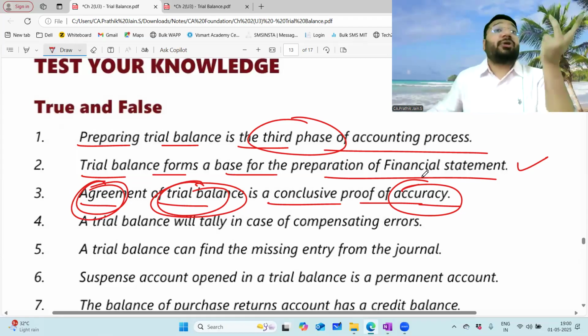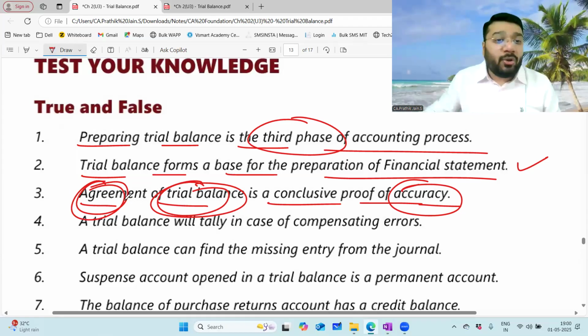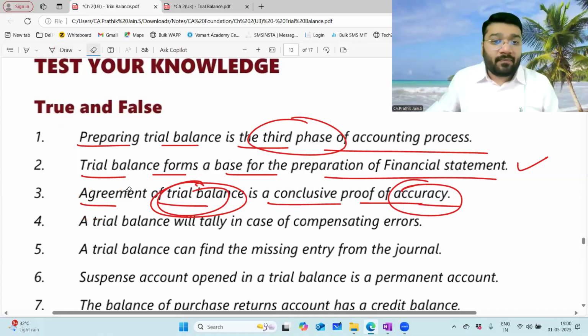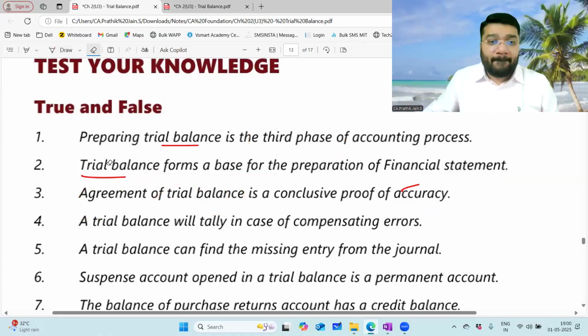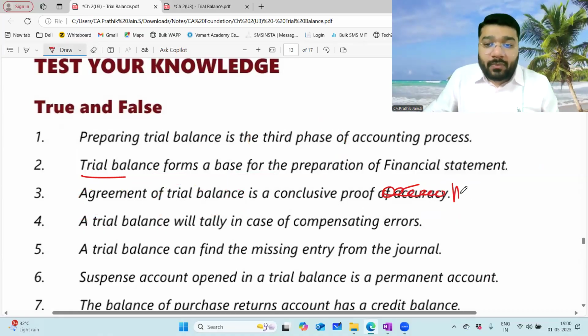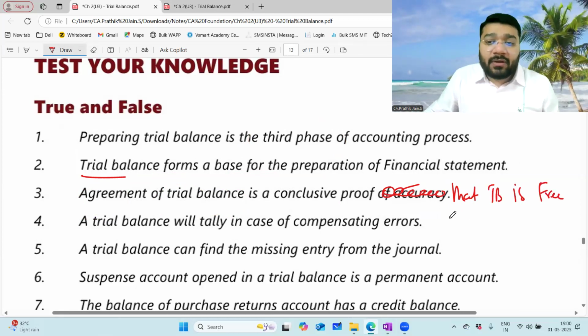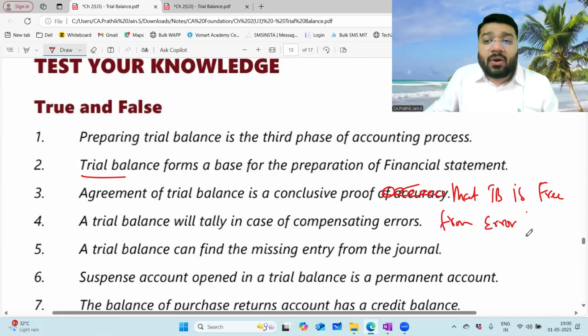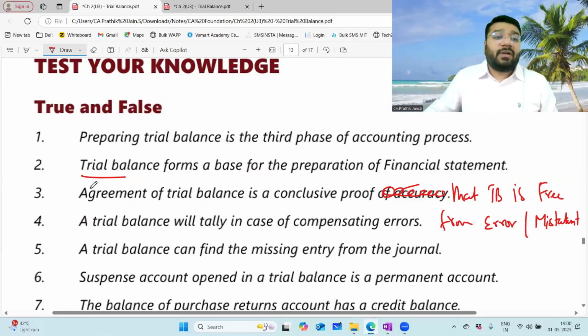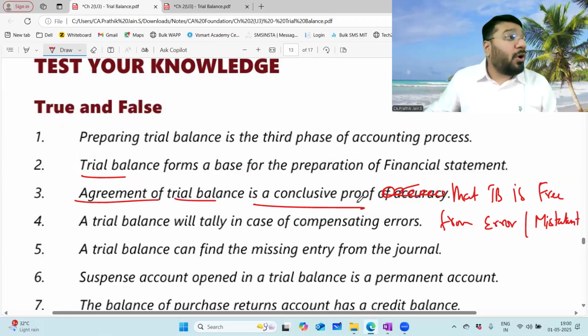How can they change the question? They can change the question this way. Please make a note of it. Agreement of trial balance is a conclusive proof that trial balance is free from error or misstatement. Agreement of trial balance is a conclusive proof or evidence that the trial balance is free from error.